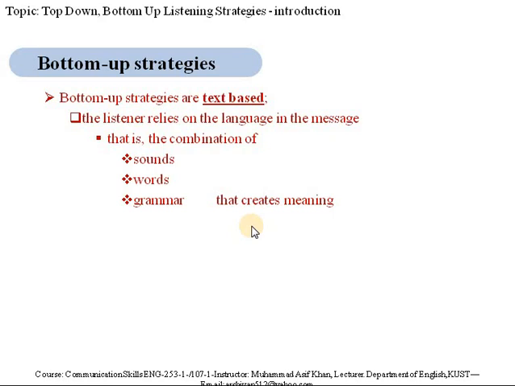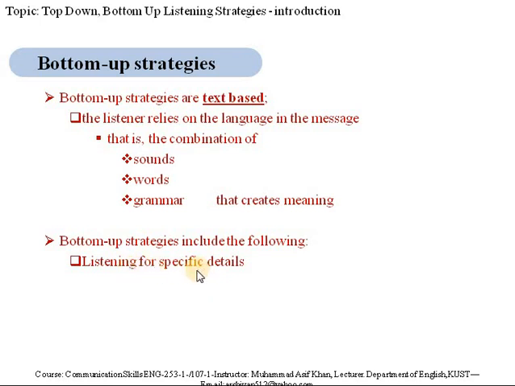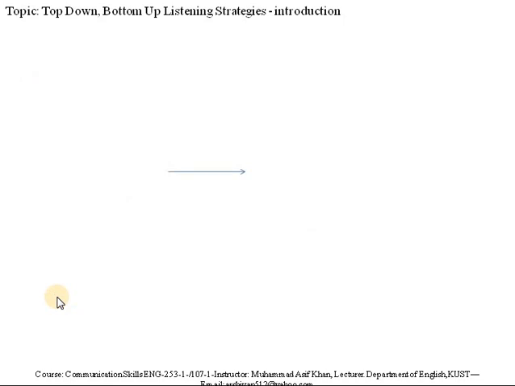Now we will look at the most important elements or factors of bottom-up strategies, which include the following three important points. The first one is listening for specific details, the second one is recognizing cognates, the words which have the same root, and the last one is recognizing word order patterns, or those sets of rules or the style which that language follows. So in bottom-up strategies it is text based, and sounds, words, and grammar are the most important things which we keep in our mind. Finally, now we are going to discuss the conclusion of the whole lecture.